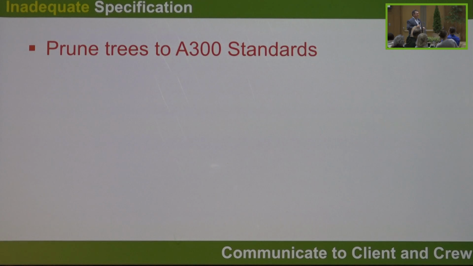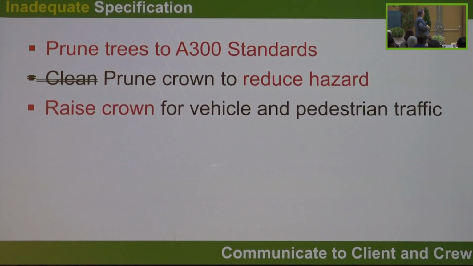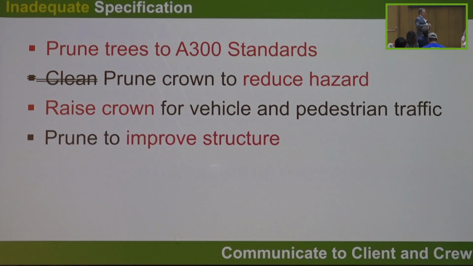So, inadequate specifications, things like prune trees to A300s. Now, I've seen in my academic life a lot of RFPs. I've seen in my professional life now a lot of RFPs. I've seen ones that say prune trees according to A300 standards. Is this inadequate? Yeah, it is, because there's a lot of stuff actually being prescriptive, and we'll get to that. Prune crown to reduce hazard. What hazard are we talking about? I'm not quite sure. Raise crown for vehicle and pedestrian traffic. How far above the ground? Prune to improve structure. Now, your idea of structure may be different than mine.